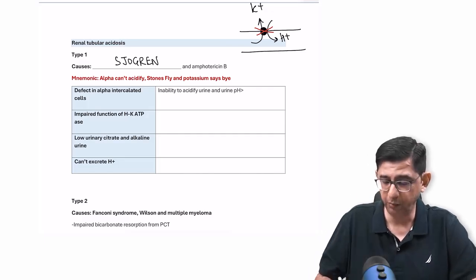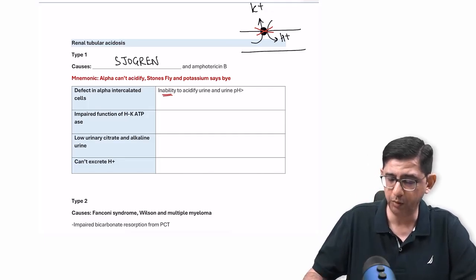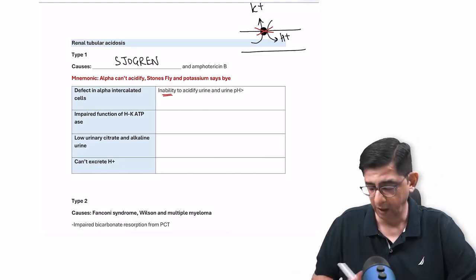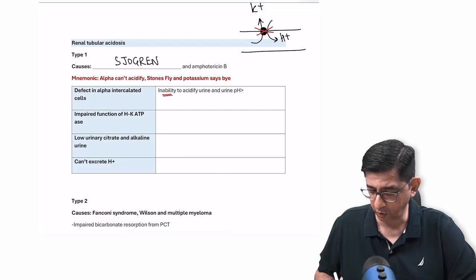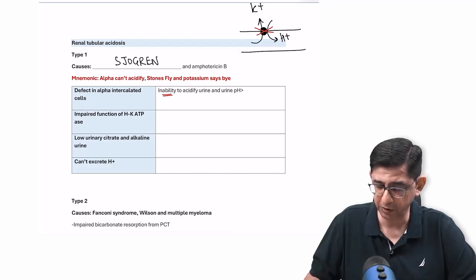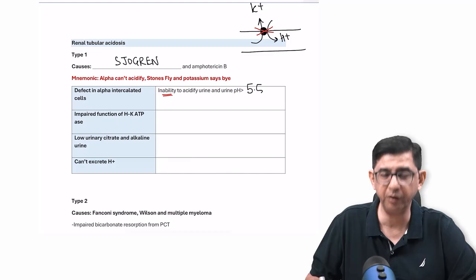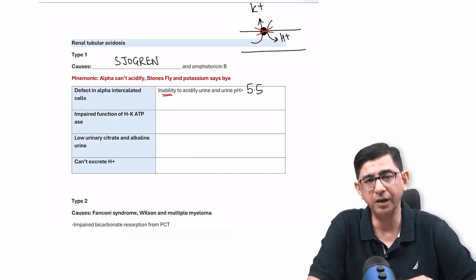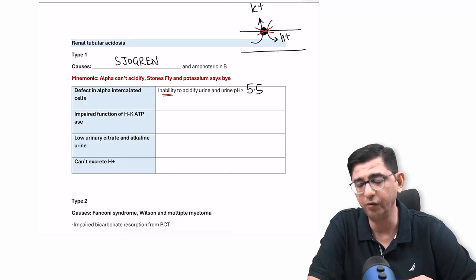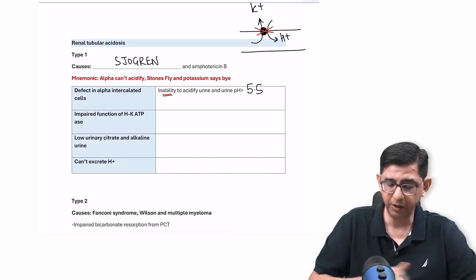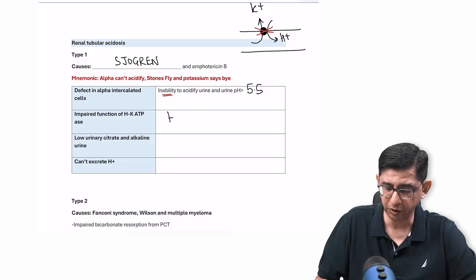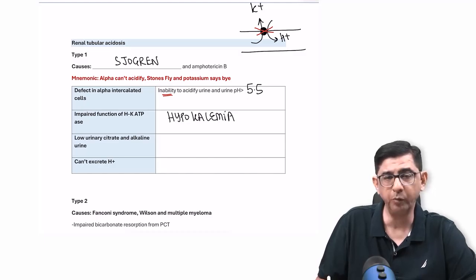The word will be inability to acidify the urine because hydrogen cannot be excreted. And the urine pH of these patients will always be more than 5.5. So we're going towards alkaline urine, and that's why there is a metabolic acidosis. Also, you can see that in these patients there is an impaired function of this hydrogen potassium ATPase. So you will say that there is an inability to absorb the potassium.